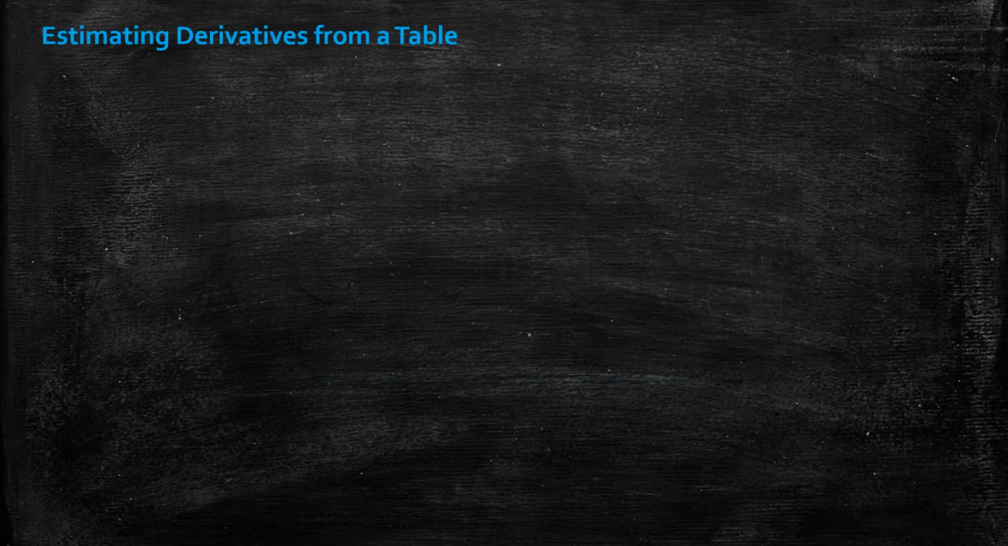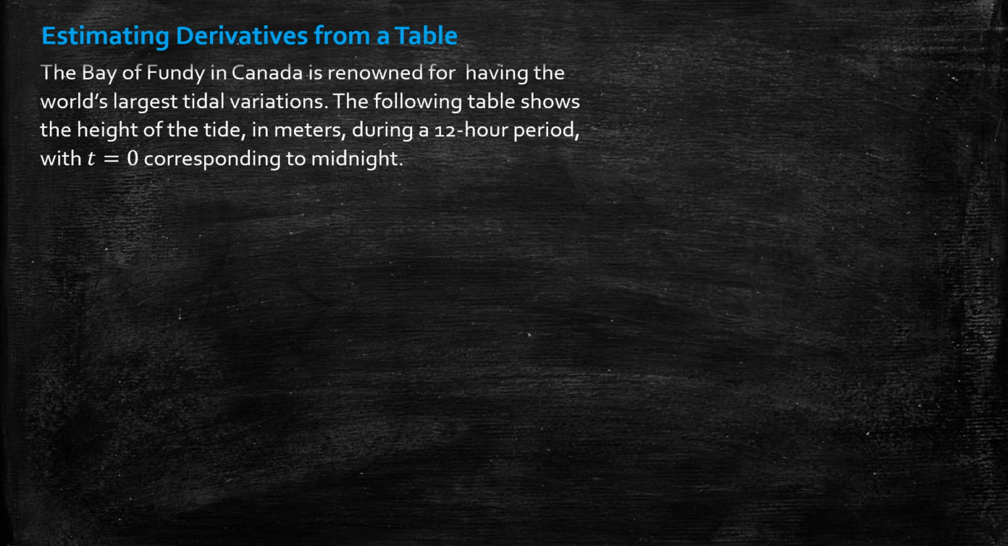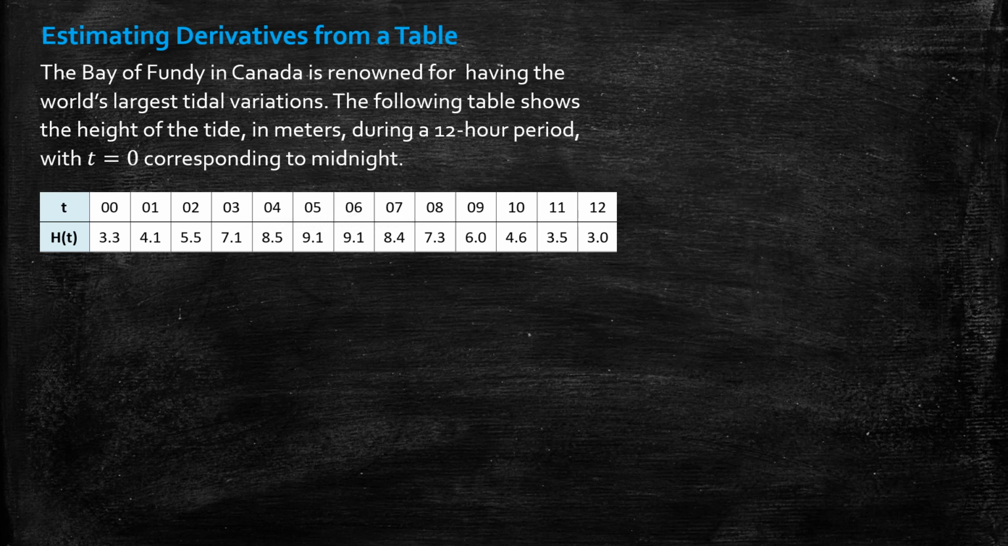So let's begin by practicing estimating derivatives from a table of values. We'll recall this context. We've seen this before, the Bay of Fundy in Canada. It's renowned for having the world's largest tidal variations. And this table here shows the height of the tide at 1 hour intervals from midnight to 12 p.m.